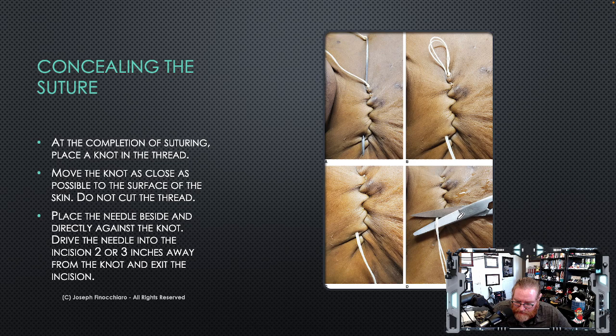At the completion of suturing, place a knot in the thread. Move the knot as close as possible to the surface of the skin. Do not cut the thread. Place the needle beside and directly against the knot.